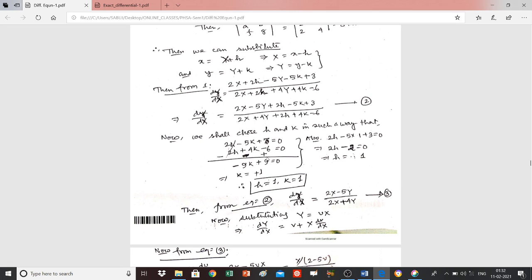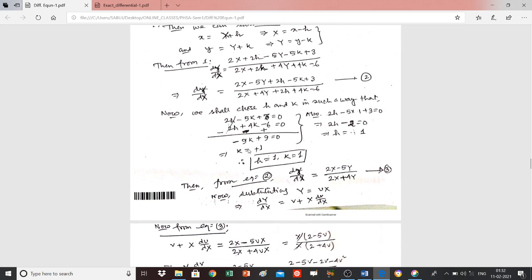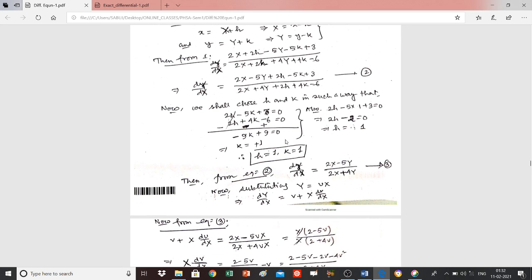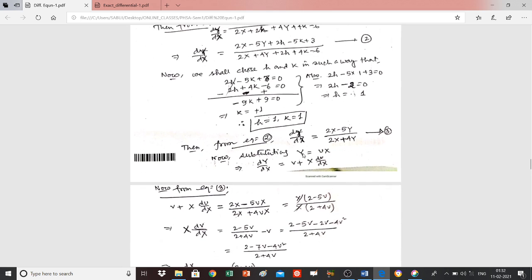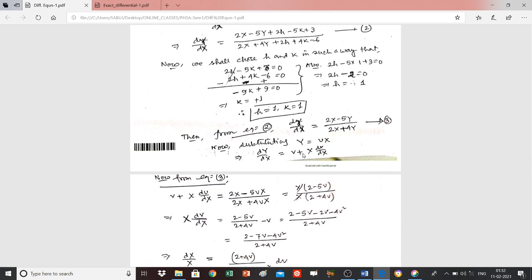Just solve these two equations, and you will have h is equal to 1 and k is equal to 1. So both h and k are 1. So now from this equation, since these terms are 0, you can write dy by dx is equal to (2x minus 5y) over (2x plus 4y).